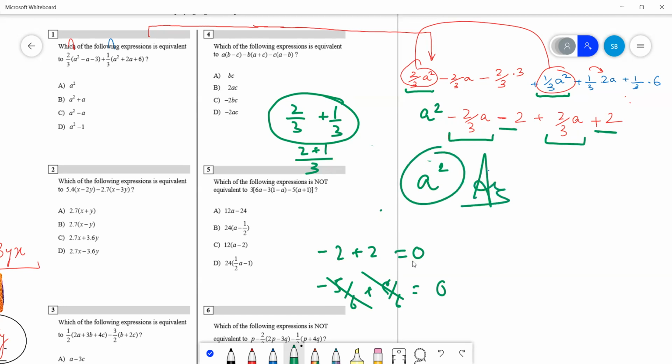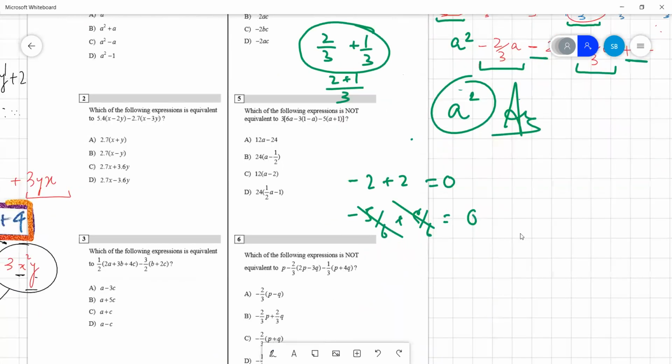Which option? A. Correct. Are you following it? Is it clear? Yes. Beautiful. So we did question number 1. Now, can you try question number 5 right now? Okay. Can I get a second to solve it? Yeah.